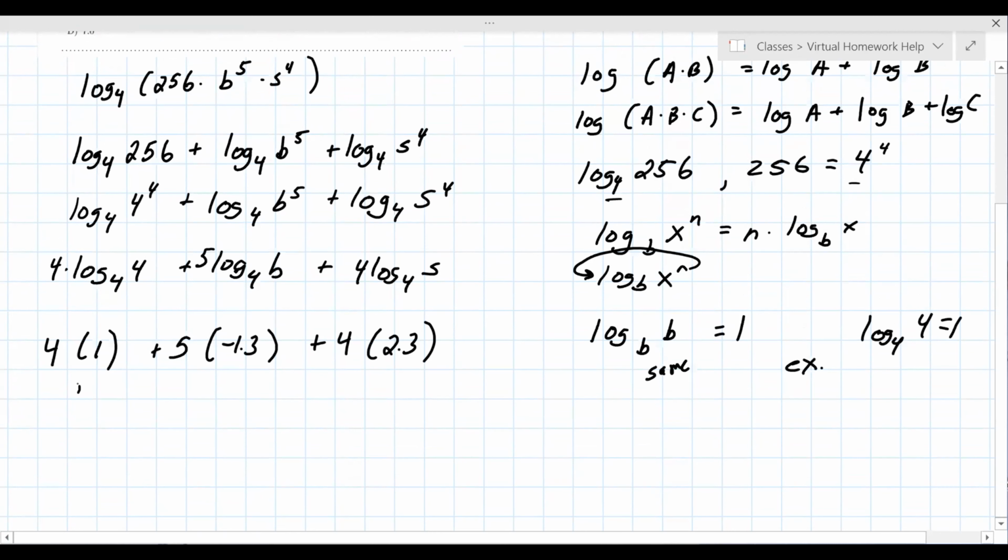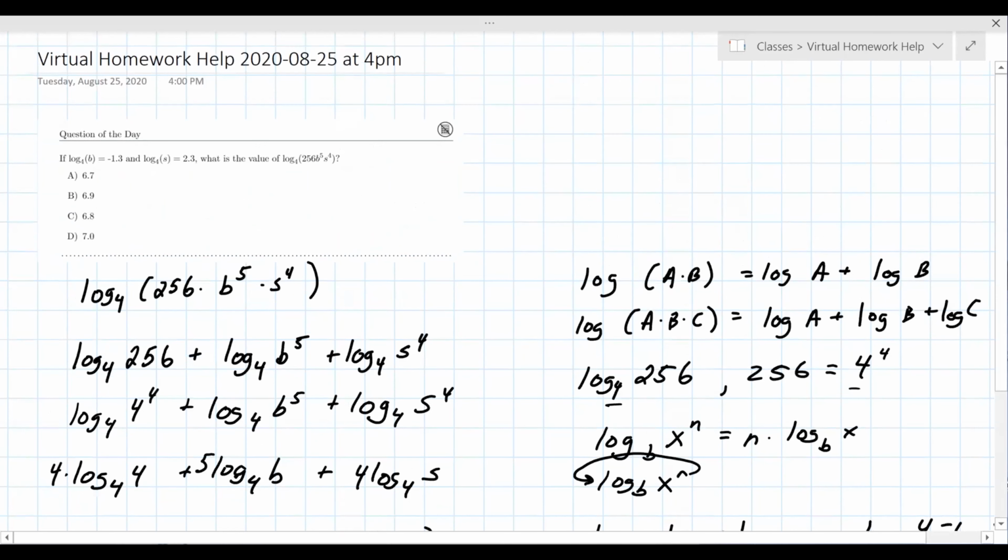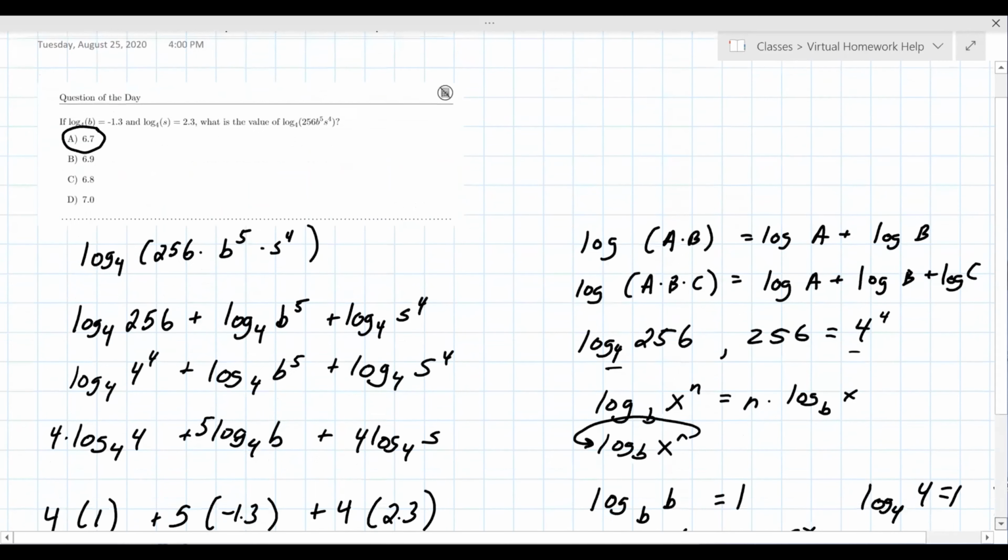Now we have to calculate these. So it's 4, 5 times negative 1.3: 5 times negative 1 is negative 5, 5 times 0.3 is 1.5, so it's minus 6.5, plus 4 times 2.3: 4 times 2 is 8, 4 times 0.3 is 1.2, this is 9.2. So these two give you minus 2.5, plus 9.2. It ends up giving you 6.7, and you can see that the correct answer is A if you scroll back and look at the question there. So we know the answer is A, and that concludes the question of the day.